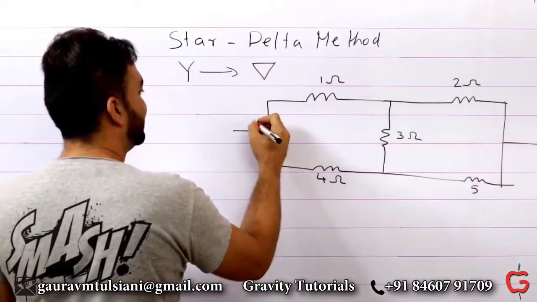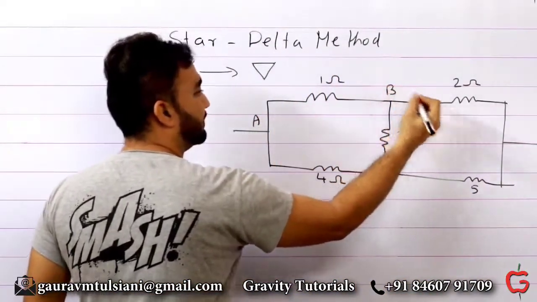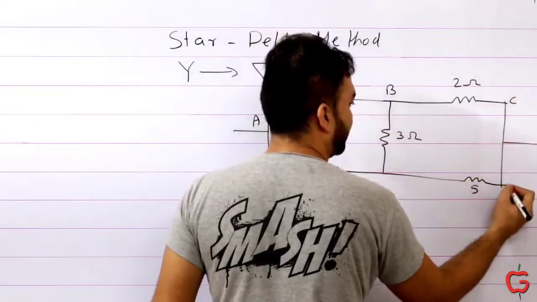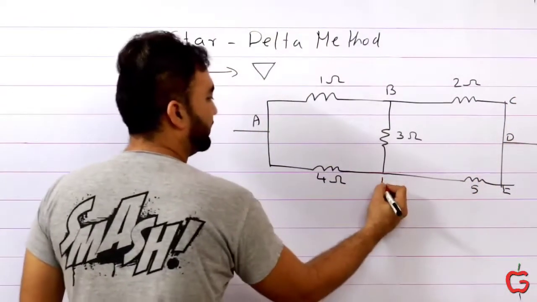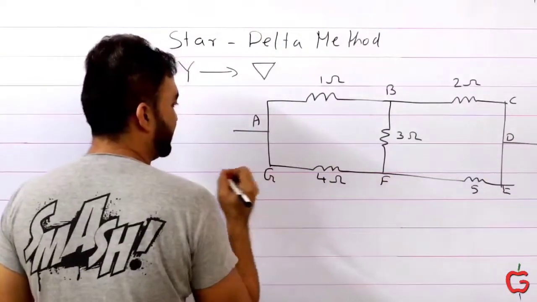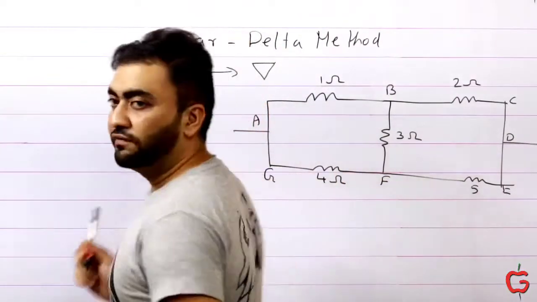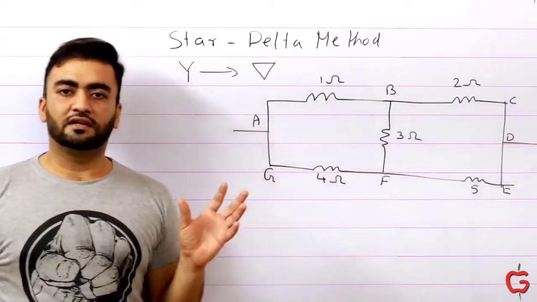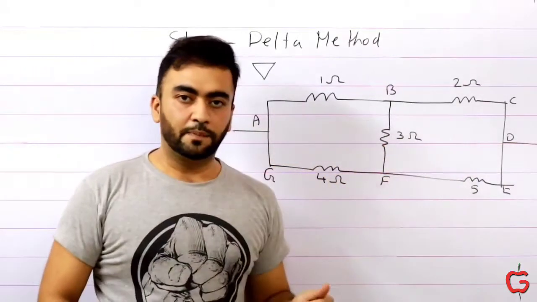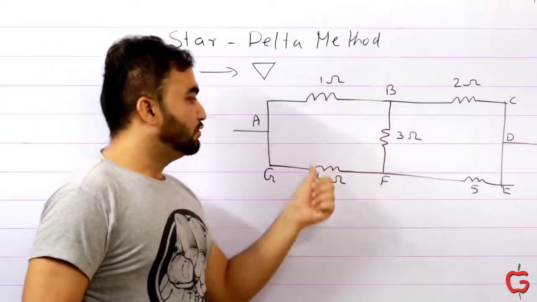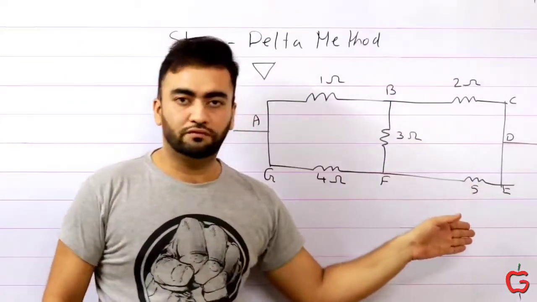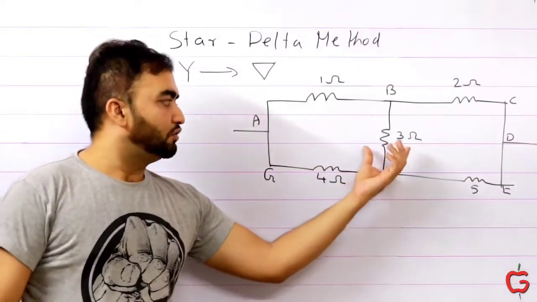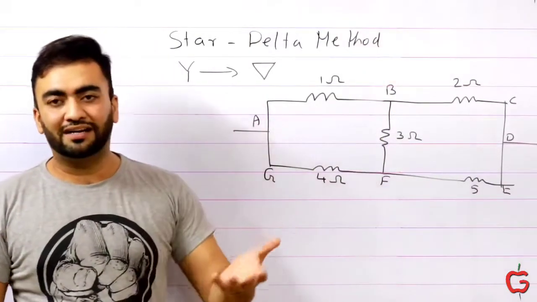So I shall name the points A, B, C, D, F, and G. Now suppose we need to find out the total resistance for this circuit between the points A and D. As you can see, there is no Wheatstone balancing, that is 1:4 and 2:5 are not the same thing. So this BF branch cannot get cancelled.